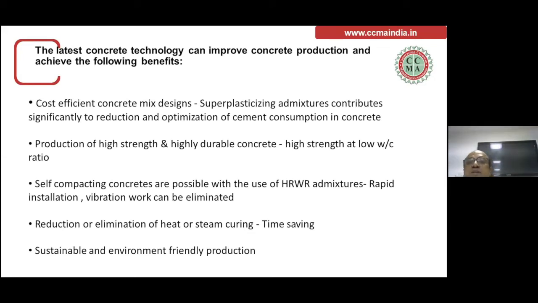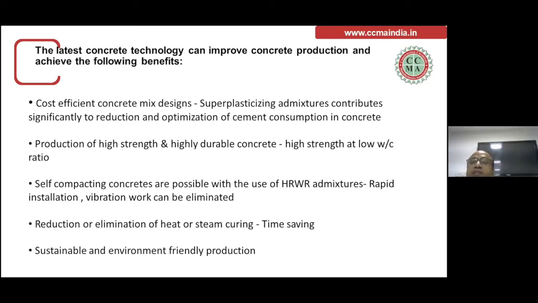First, cost efficient concrete mix design with superplasticizers. It contributes significantly whenever we use superplasticizers. Because of superplasticizers, we can reduce the water content of the mix. And as we reduce the water content, we have a possibility to make a particular design of concrete where we can reduce the cement content. So ultimately, by using superplasticizers, the cement percentage is reduced, and the cost becomes cheaper.